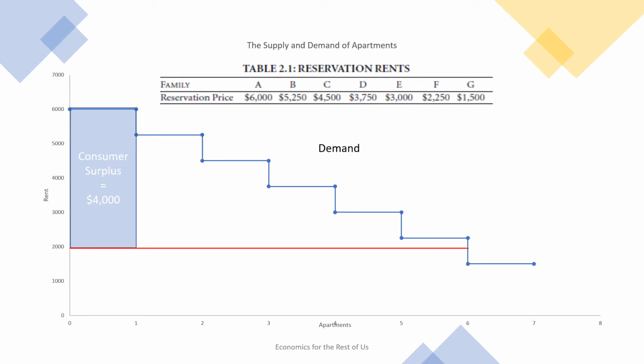Family A's reservation rent is $6,000, yet it is paying for the apartment only $2,000. Therefore, by renting the apartment, Family A is $4,000 better off. The difference between a consumer's reservation price and the price she actually pays is called the consumer surplus. Each of the 6 families that get apartments earns a consumer surplus. But for poorer families, this surplus is smaller.